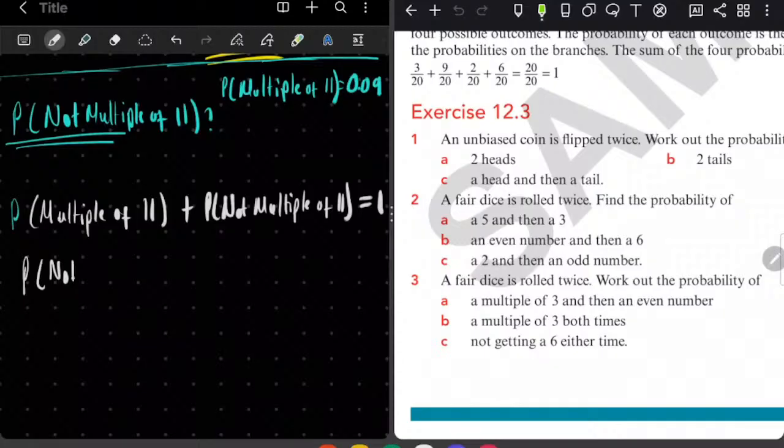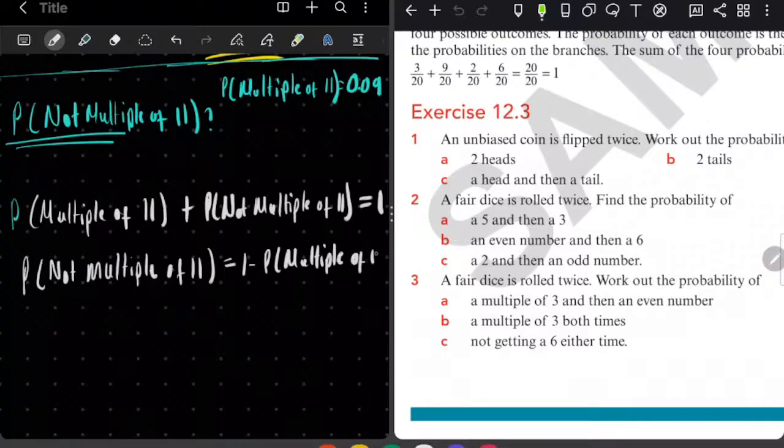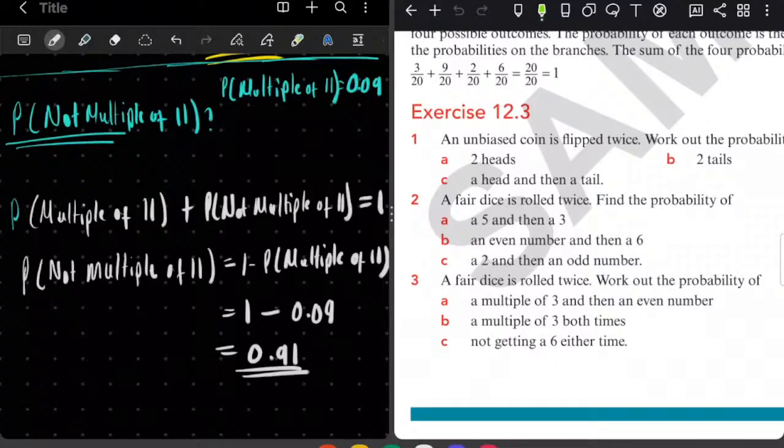Yes, probability of not multiple of 11 will be equal to 1 minus probability of multiple of 11, which is going to be 1 minus 0.09, which is going to be 0.91. Well done. Are we all fine? Okay. Well done.